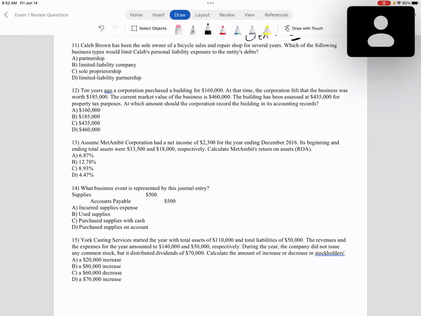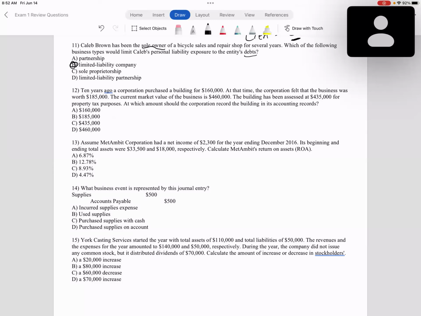Caleb Brown has been the sole owner of a bicycle sales and repair shop for several years. Which of the following types would limit Caleb's personal liability exposure to the business? Remember, a sole proprietor basically makes him the same as the business, so that's not good. But a limited liability company would provide that protection for the owner. The reason it's not a limited liability partnership is because he's the sole owner. He doesn't have any partners.